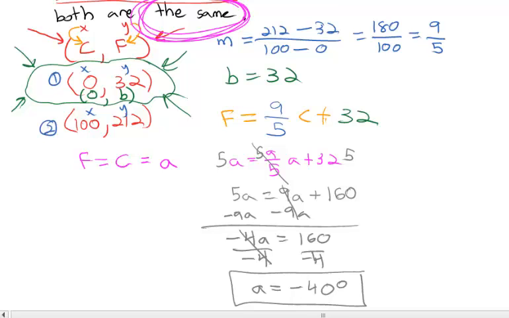At negative 40 degrees Fahrenheit, negative 40 degrees Celsius, we have the same temperature in both situations. Cold. That's what it is. Cold.